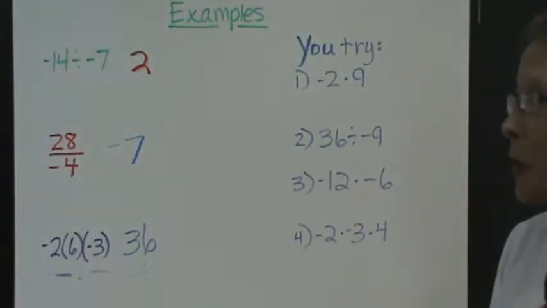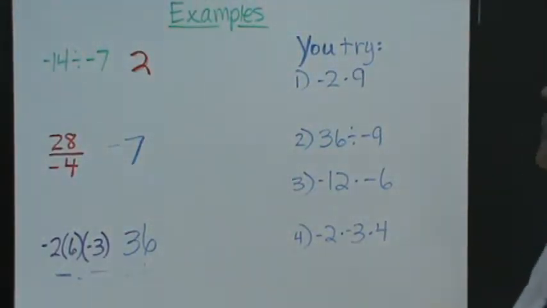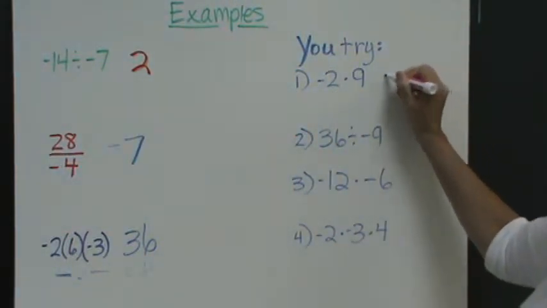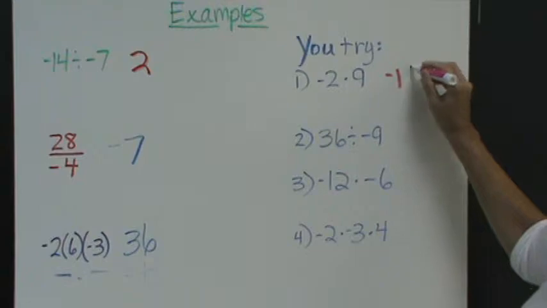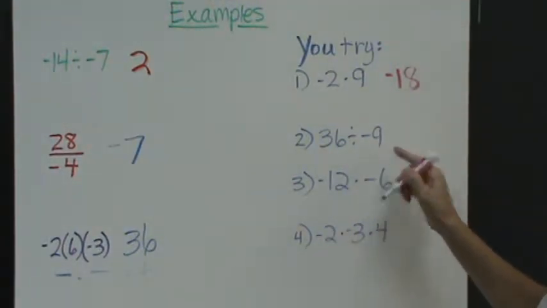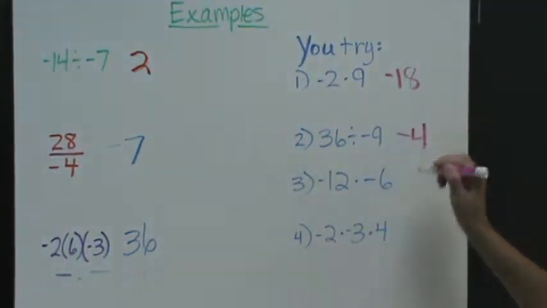Okay, you had enough time to work them? If not, press pause and then copy them. Okay, here are the answers. The signs are different, so my answer is negative. 2 times 9 is 18. Here, my signs are different. It's a negative. 36 divided by 9 is 4.